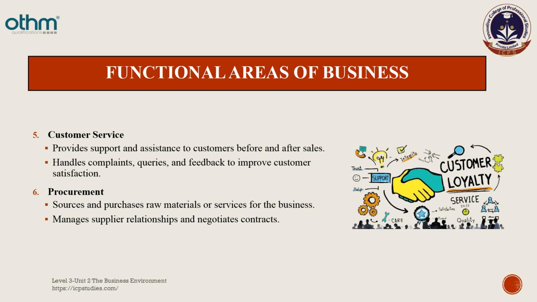The sixth functional area is procurement. Procurement sources and purchases the raw materials or services for the company. It is also responsible to manage the supplier relationship, and it is also responsible to negotiate the different contracts of the organization.